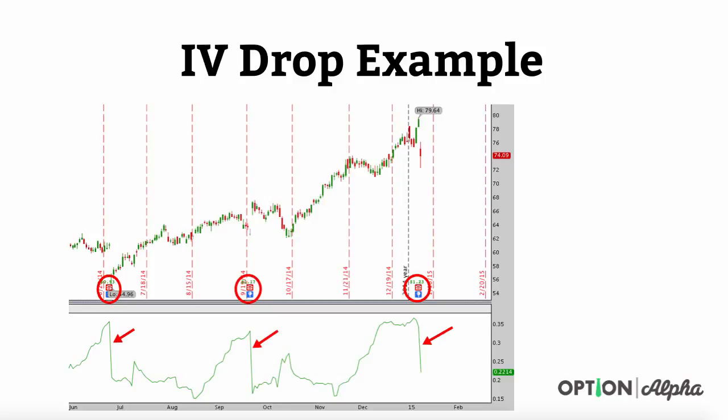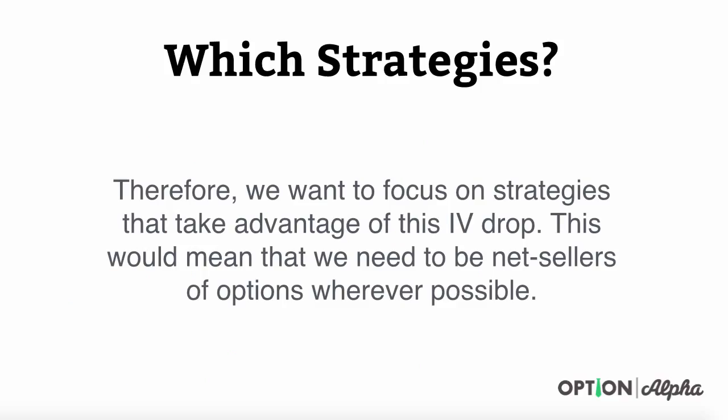So here's a quick IV drop example. This is a stock that we just recently traded as of the time of this video. And you can see that every time it has earnings, in these red circles, every time that it announces earnings, regardless of where the stock goes, we see a huge drop in implied volatility, which is that green line on the bottom. And it happens very dramatically. In this case, with this stock, implied volatility goes from about 35% down to about 20 or 15% very, very quickly. So that's what we're targeting, that almost assurance of that drop in implied volatility.